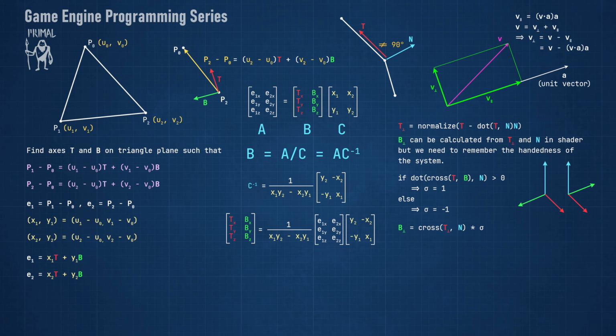In the shader, we can use the perpendicular unit T vector, the normal map and the value of sigma to calculate B. The three vectors T, B, and N form an orthonormal coordinate system where T stands for tangent vector and B stands for bitangent.